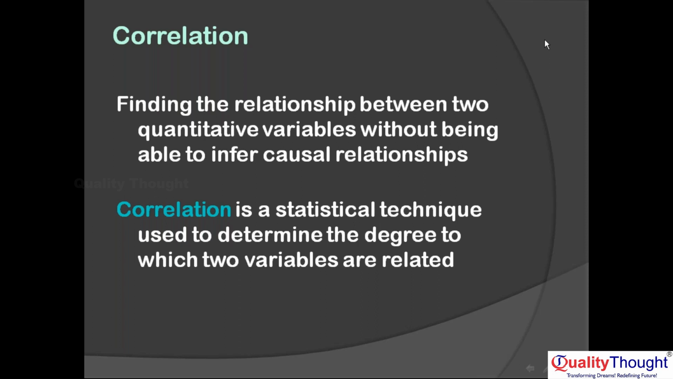So what types of variables are there? Quantitative or qualitative? Right or wrong? What types of variables are there? Quantitative or qualitative? So basically, this correlation is a technique which is used to determine the degree of relation between two variables, how much they are related.